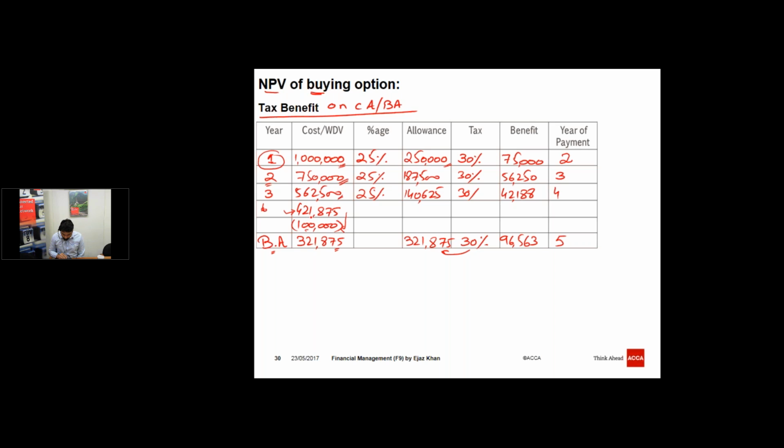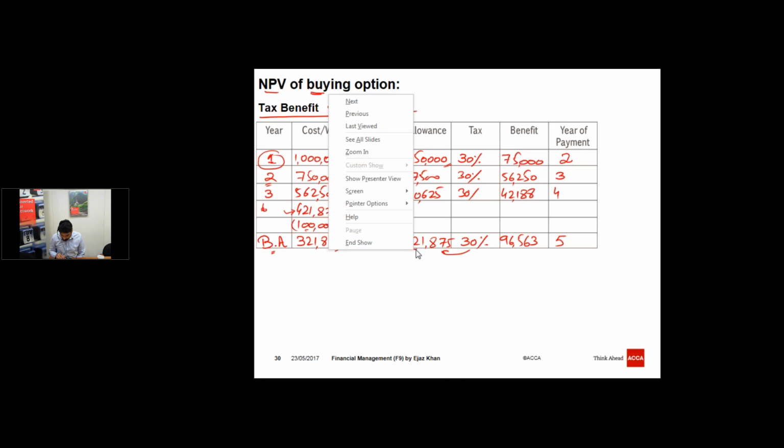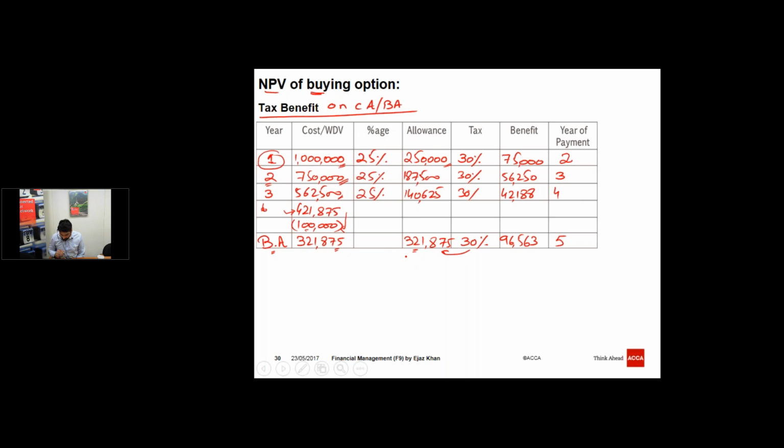So of the $421,875, we will cover 1 lakh and we'll be left with unclaimed cost of asset of $321,875. This will be the amount that will be allowed as capital balancing allowance. This will be the tax expenditure. And on this figure, we'll get the 30% tax benefit.